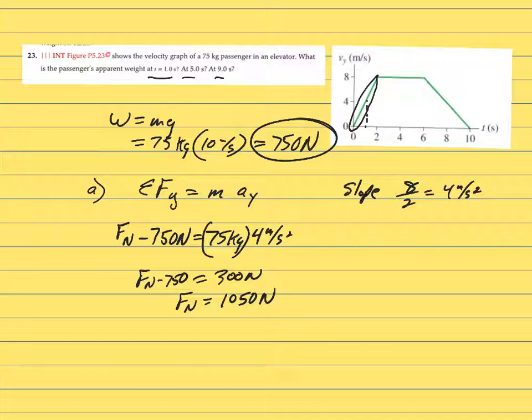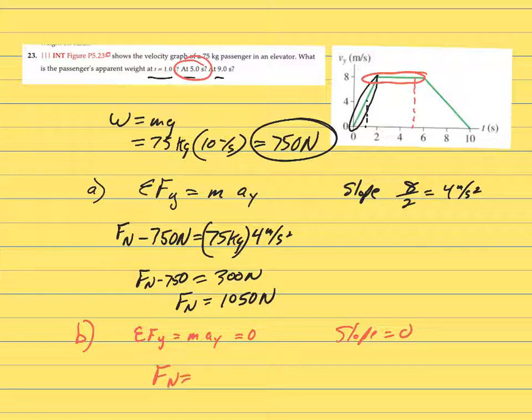Let's do kind of B, 5 seconds. At 5 seconds, I'm going at a constant velocity. The slope is 0. So it's sum of the forces in the y direction equals mass times the acceleration in the y direction, which we just said was 0. So my force normal equals my force gravity, which is 750 newtons.